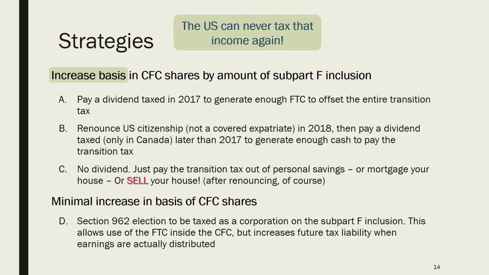Okay. Alternative C is saying we're not going to pay a dividend. We've got enough savings, or we can mortgage our house or even sell our house. Of course, if you're going to sell the house, do it after you renounce so you don't pay the U.S. tax on the gain on the sale of your personal residence.